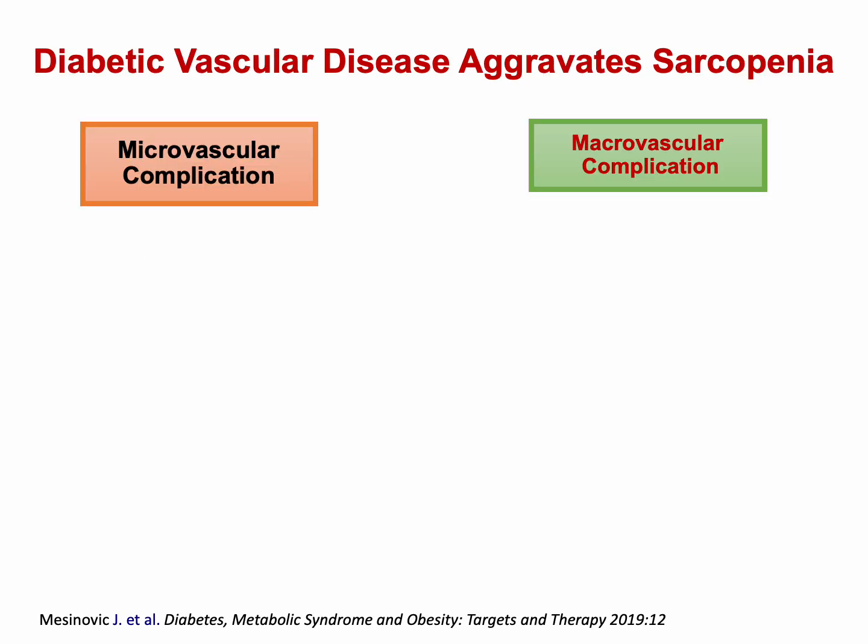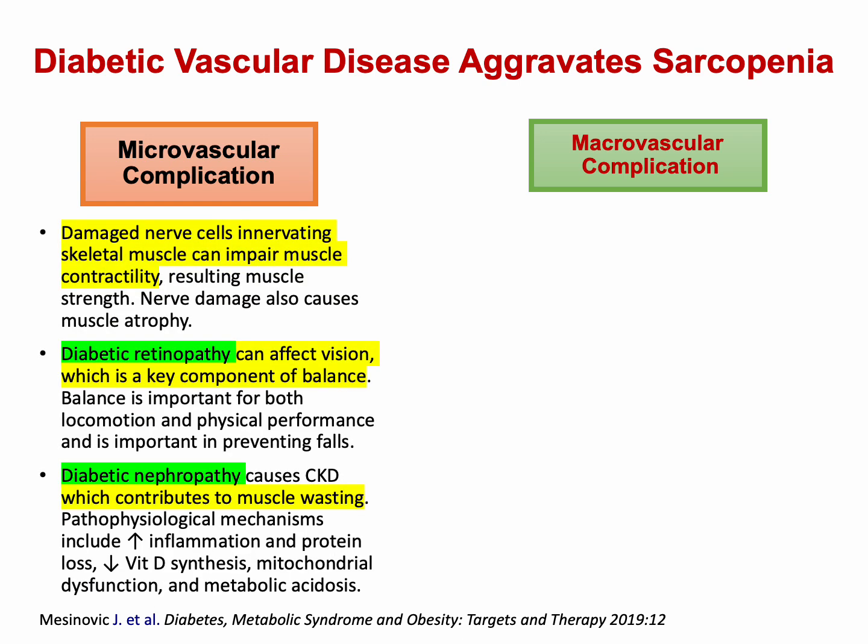Now, when type 2 DM patients develop vascular complications, it worsens sarcopenia. Both micro and macrovascular complications of diabetes further contribute to muscle damage. Okay, for microvascular complications, damaged nerve cells that innervate the skeletal muscles can impair muscle contraction and strength, leading to atrophy.